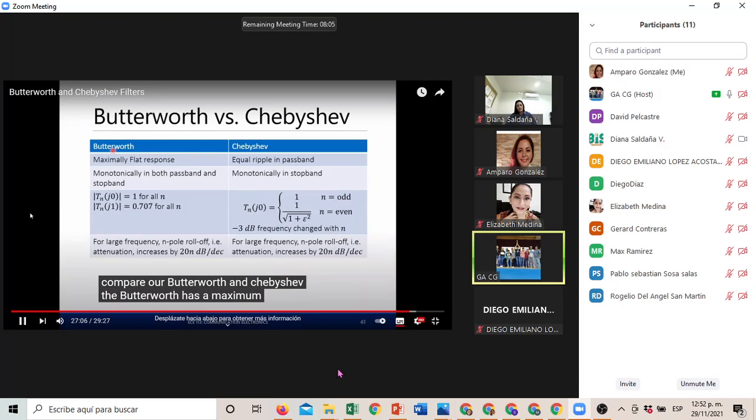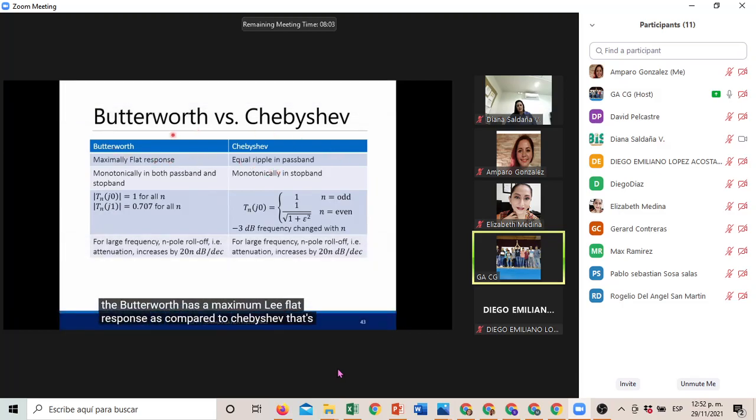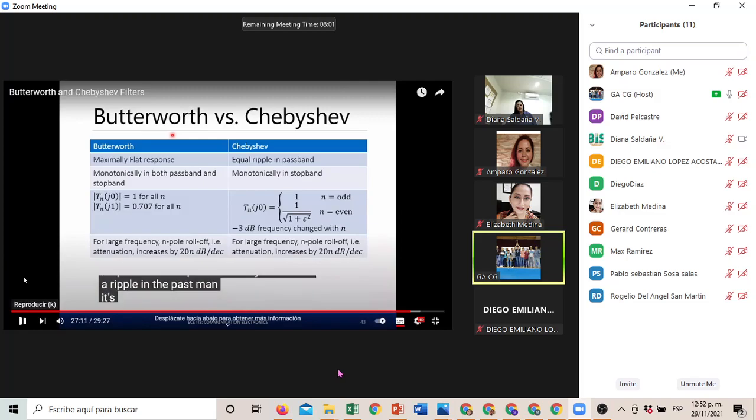The Butterworth has a maximally flat response as compared to Chebyshev, which has a ripple in the passband. Okay, this is the first point: a maximally flat response versus equal rippling in the passband. Remember that we are designing filters, and a filter is present when you need to remove some range of frequencies. In the Butterworth, the response is practically flat, it doesn't have any change, it's only a line. And in the Chebyshev, it's a ripple.